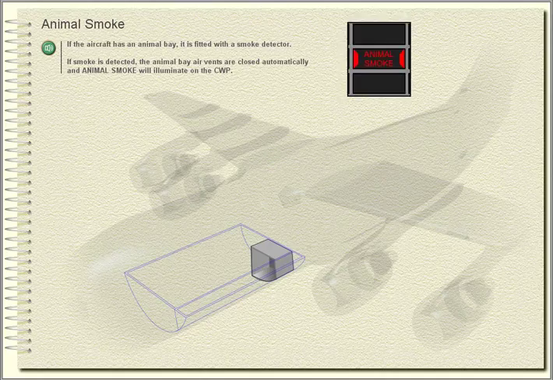Animal smoke. If the aircraft has an animal bay, it is fitted with a smoke detector. If smoke is detected, the animal bay air vents are closed automatically and animal smoke will illuminate on the central warning panel.